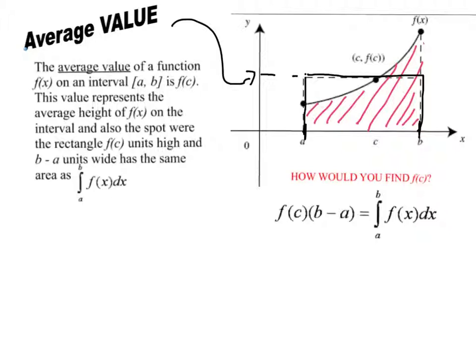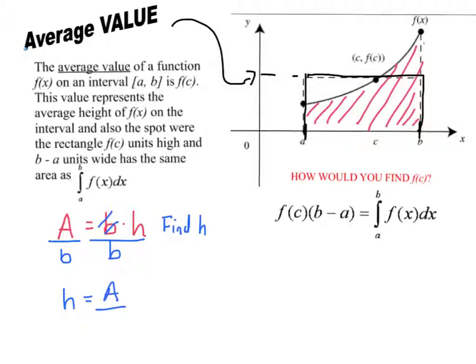Now, if you think about this, we've established that we know what the area is, and we know what the base is. In our general example, our base is extending from a to b, and we want to find the height. Let me just make a little note here. We're going to find h. Of course, the way to do that is to divide both sides by the base. So h, the height, the average value, is equal to the area divided by the base.